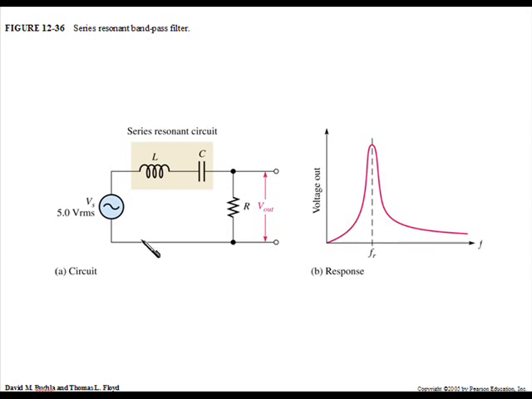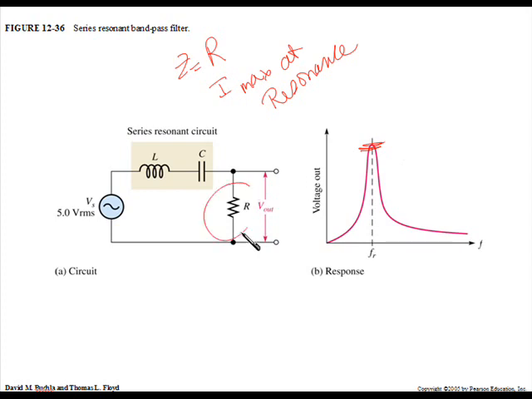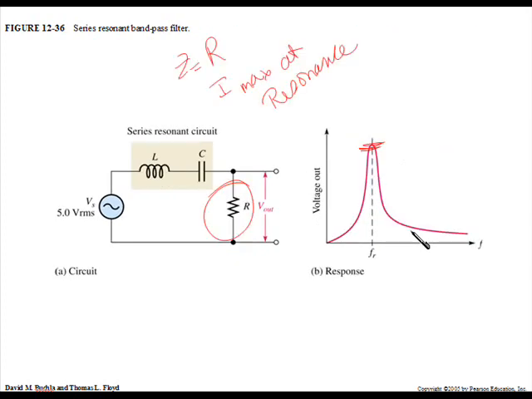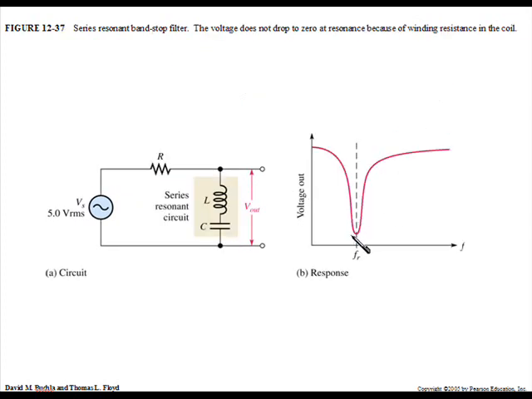Series resonance circuit. Here, the impedance is equal to resistance at resonance, and current is a maximum at resonance. Because resistance is small, you get a maximum current. So the output voltage or the output current follows the peak voltage that way. This is a band pass filter because it is passing signals, versus this one, which is a band stop filter.